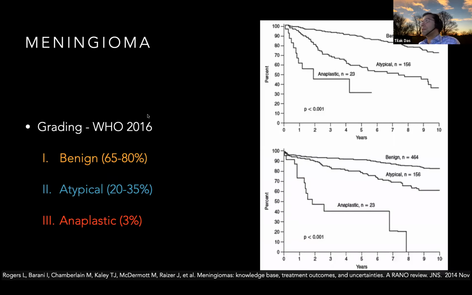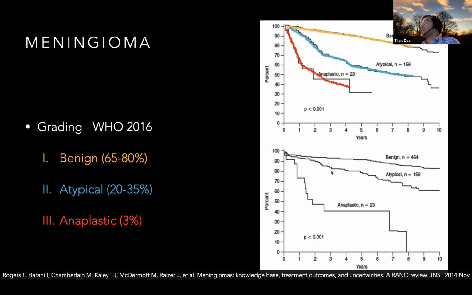So why is grade important? So the majority of meningiomas are going to be benign, grade 1. And then a substantial minority are atypical meningiomas, a grade 2, so they have a high rate of recurrence. And then a very small minority are anaplastic or effectively malignant.